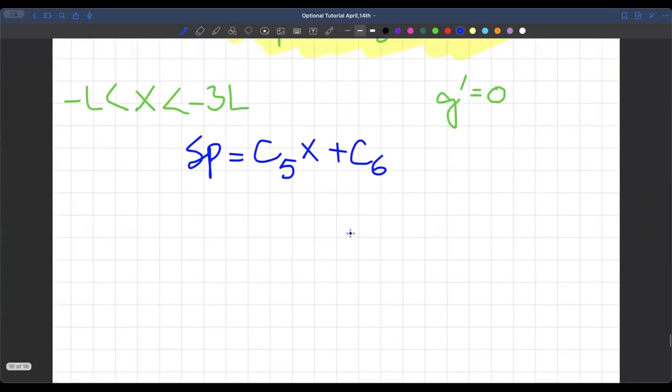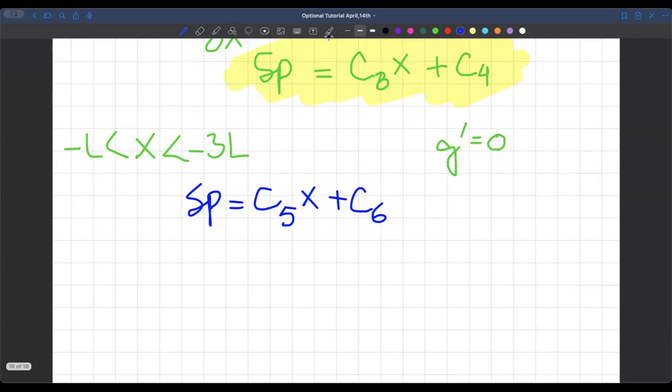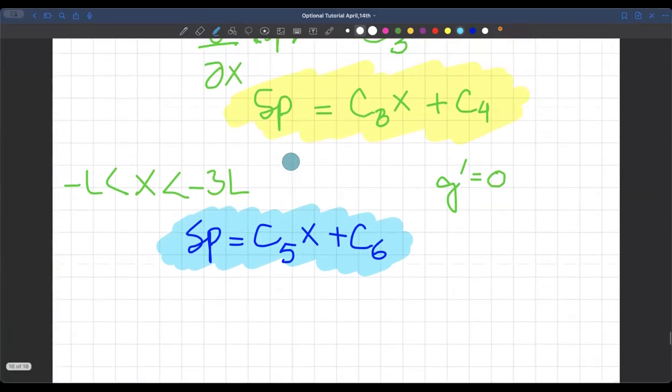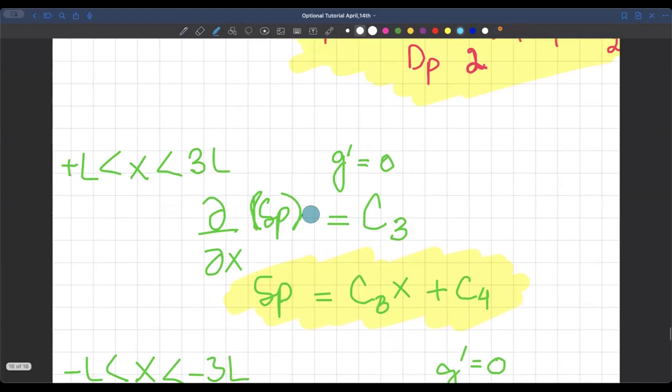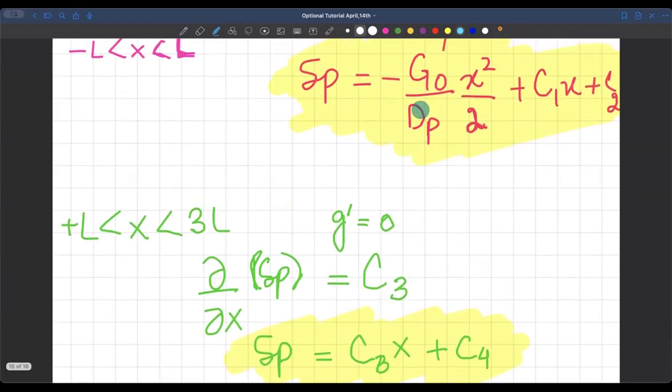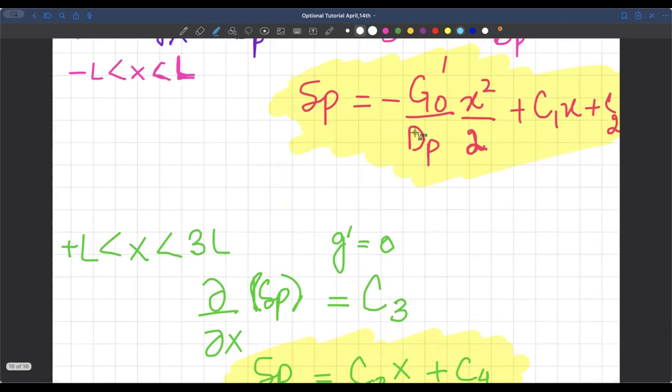Okay, now we have these three equations. These two are pretty similar. This one is a little different, as you have this thing over there, right? So what I can do is take a screenshot.